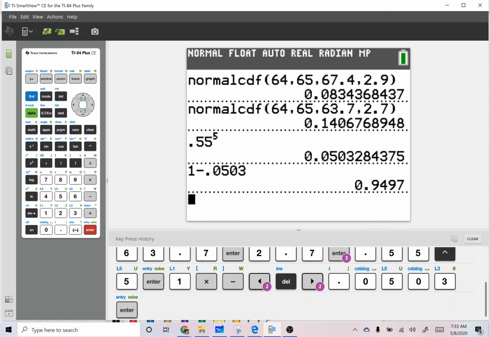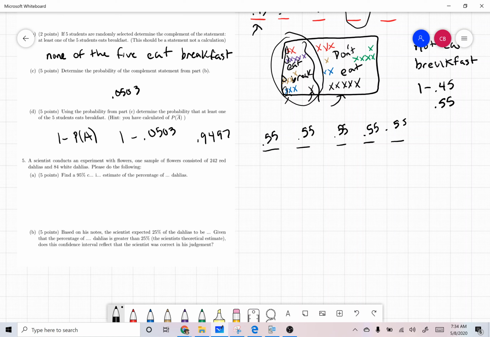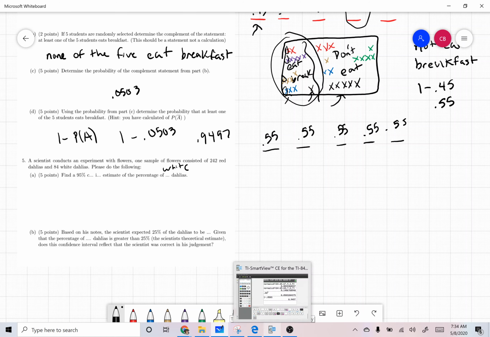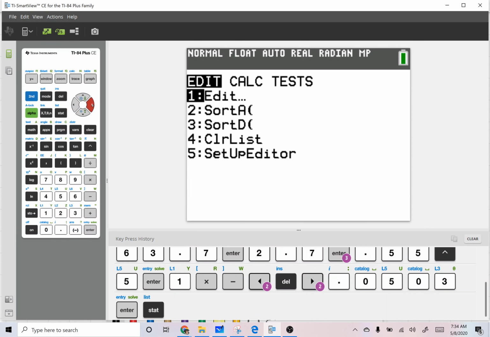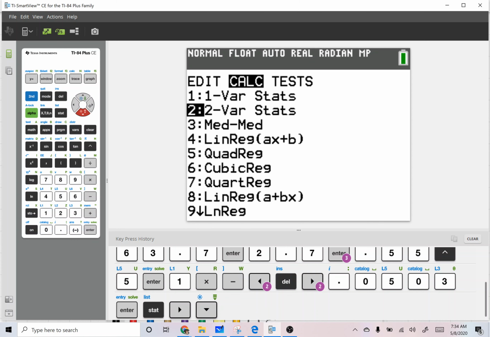Okay, so it says a scientist conducts an experiment with flowers, and one sample has this many red and this many white. Do the following, find a 95% CI. Well, I think you guys know what the CI stands for, estimate of the percentage of, let's say it's white. Okay, so if we were to do a confidence interval, we're going to use our calculator, and we need those numbers. So we're going to do a stat test.